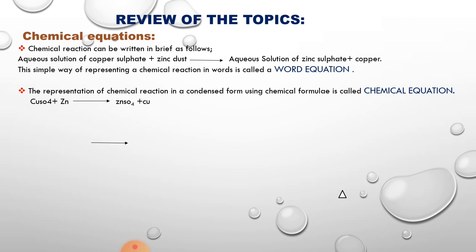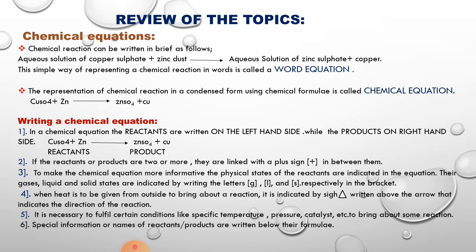What are chemical equations? Chemical reactions can be written in brief as follows. This is the reaction which I have written in word form. The simple way of representing a chemical reaction in words is called a word equation. Next, where the reaction is written in chemical formulas, the representation of a chemical reaction in a condensed form using chemical formulas is called a chemical equation.